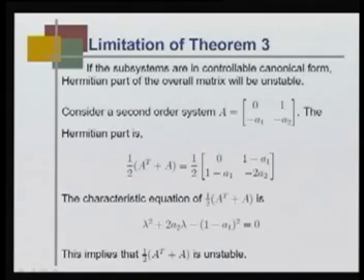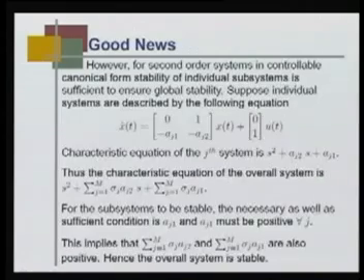So, limitation of theorem 3: if the subsystems are in controllable canonical form, the Hermitian part of the overall matrix will be unstable. Consider a second order system like this. The Hermitian part is given like this. The characteristic equation is given. It is very simple. This implies that half A transpose A is unstable. This is an unstable system. So, if the subsystems are in controllable canonical form, the Hermitian part of the overall matrix will be unstable.